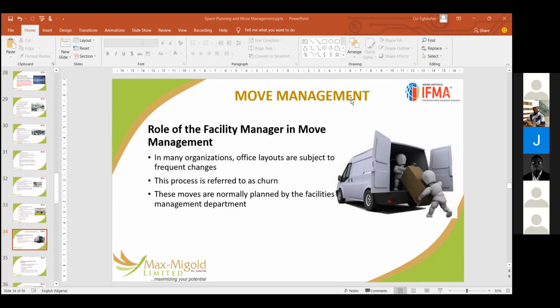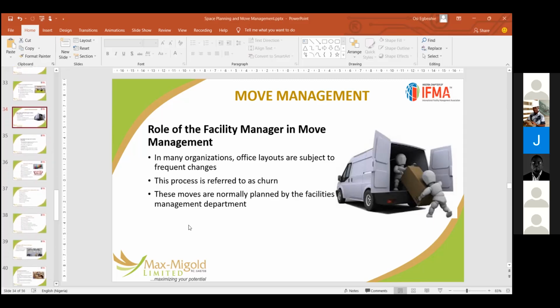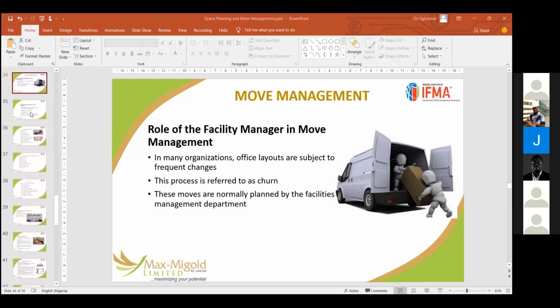You must know that once your office is relocating from one space to the other, it falls under the purview of the facility manager to manage it. So this is core facility management work, and you must be ready to manage it. And then there are processes that we use to do this.